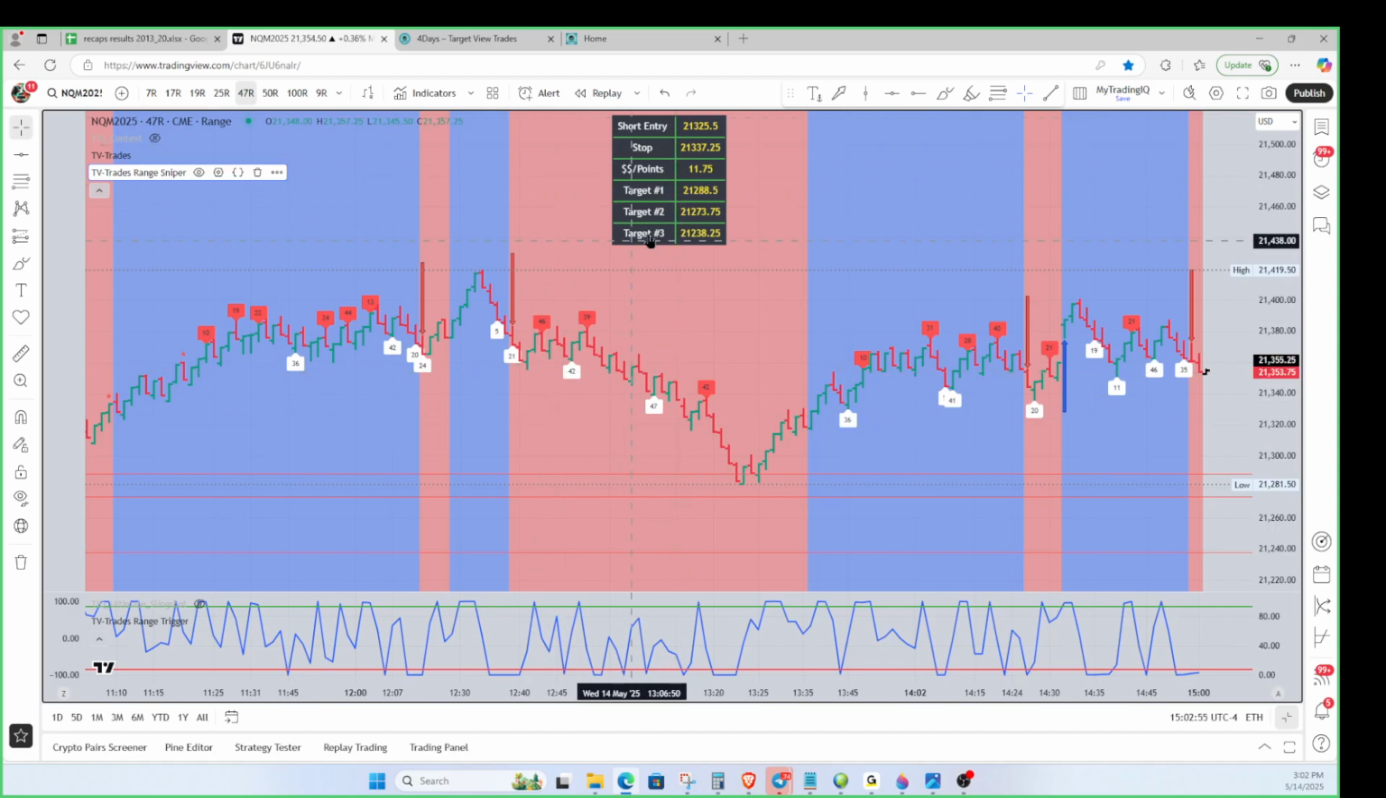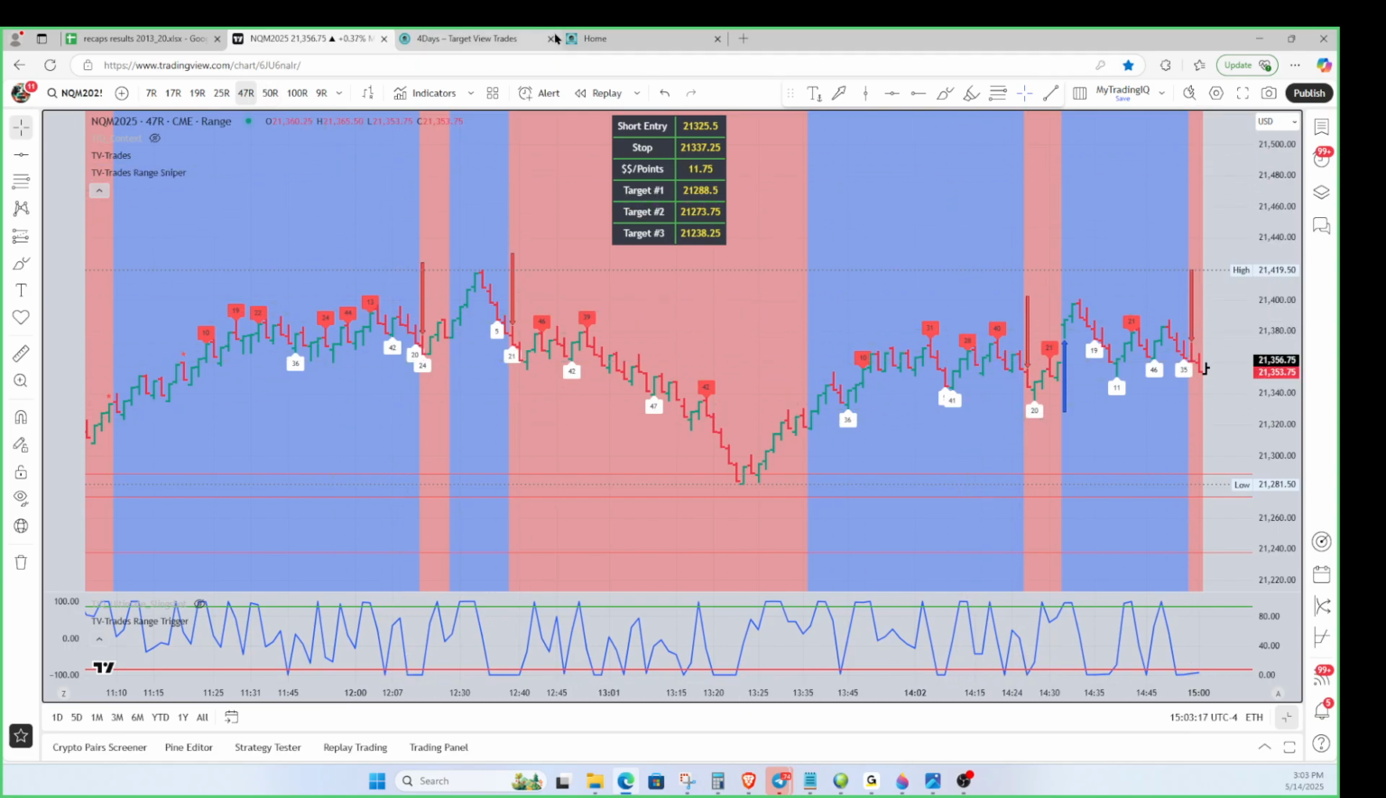So it actually puts it all up here too. All the target information is right up there. So if you're taking trades like this, you ought to be looking for larger targets, and your risk management is going to have to be different than the stuff that I'm using, because what I'm doing is for scalping.